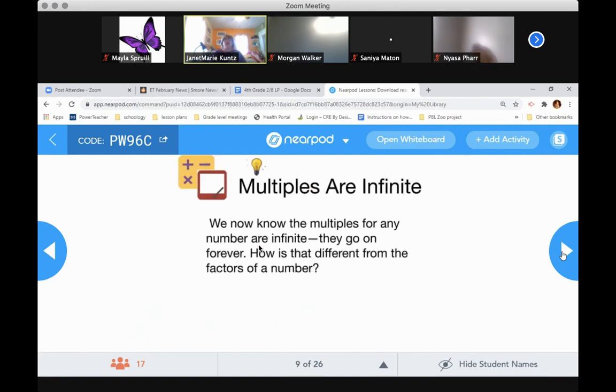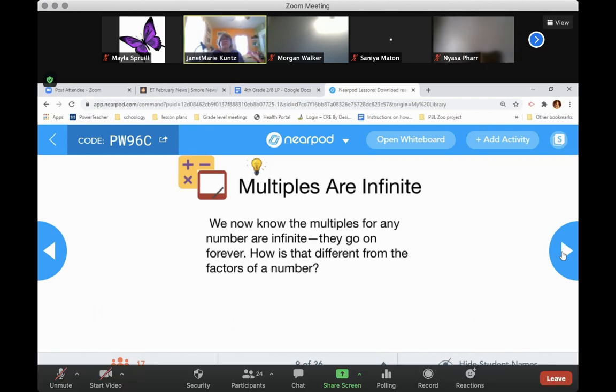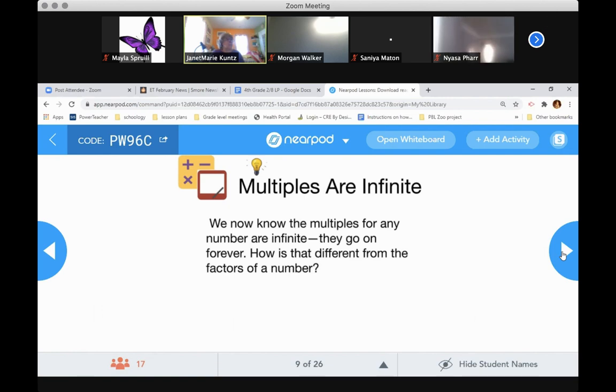Now, we now know that multiples, for any number, are infinity. They go to infinity. They keep going on forever. How is that different from factors of a number? How is that different from factors of a number? Can anyone tell me?